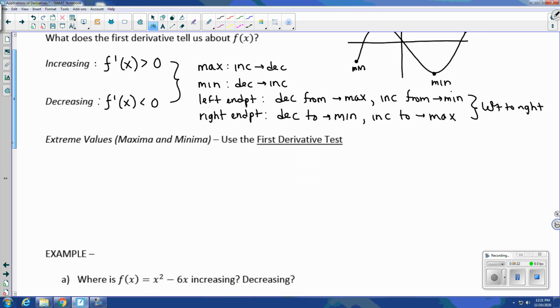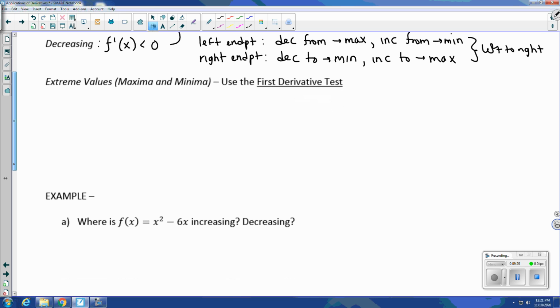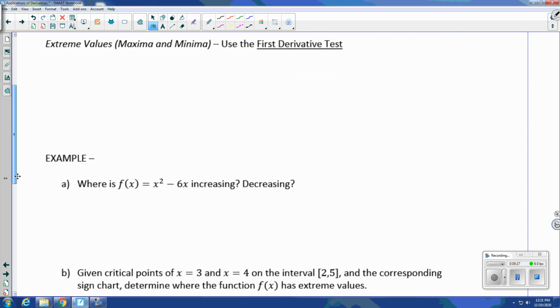Now we just have to figure out, well, where does the function actually increase and decrease? And that's where the first derivative test comes into play. So this is to identify those extreme values. The first thing you want to do is identify where you potentially have extreme values, and where those extreme values potentially are called the critical points. So you need to identify the critical points.